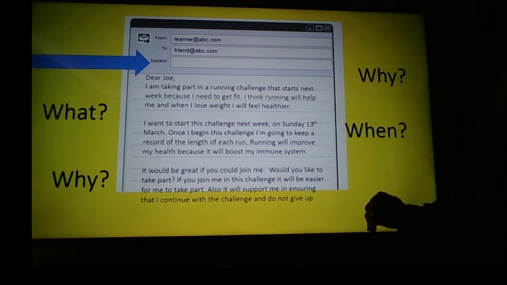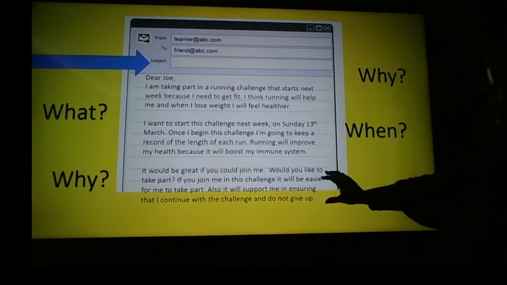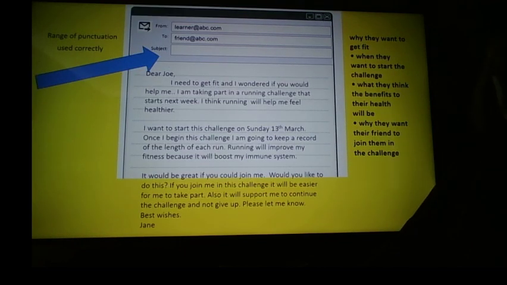It's really important from entry level 3 upwards that you think about paragraphs. And if you're not sure about paragraphing, we'll do that as a separate lesson. But we're thinking about a range of punctuation used correctly. So if you're not very good with your punctuation, just think of full stop, question mark, exclamation mark. If you've got those 3 types of sentences in there, you'll get the most marks for that.